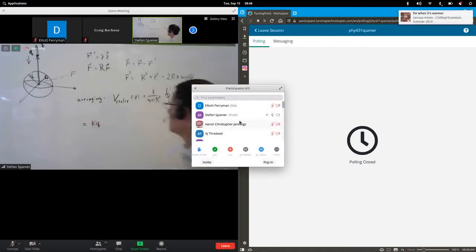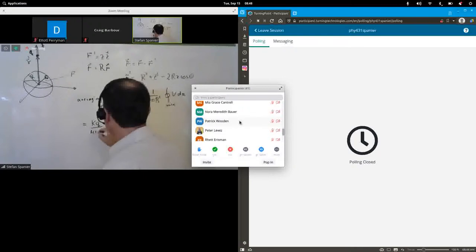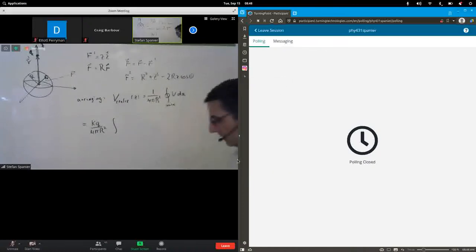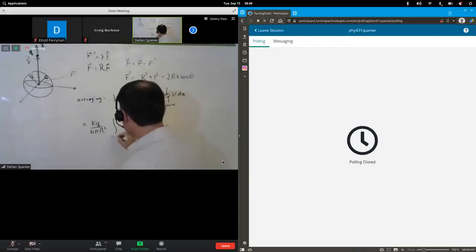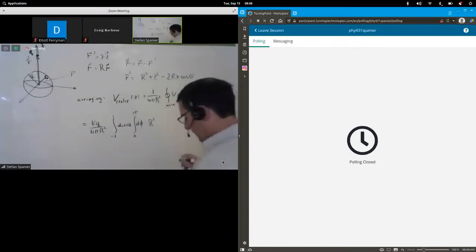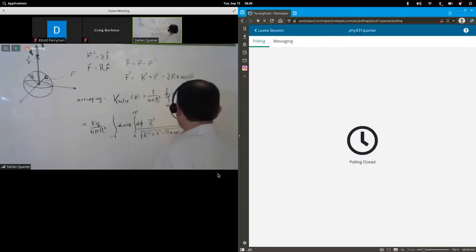KQ. K is the typical 1 over 4 pi epsilon 0. Then we are left with the 4 pi R squared. And here it comes. The R itself is constant. It runs on the surface. I have this d cosine theta integral. And I have the d phi over 2 pi. Then I have, like I said, the R squared, which is fixed. And then it's divided by the full expression here, R squared plus z squared minus 2 R z cosine theta.